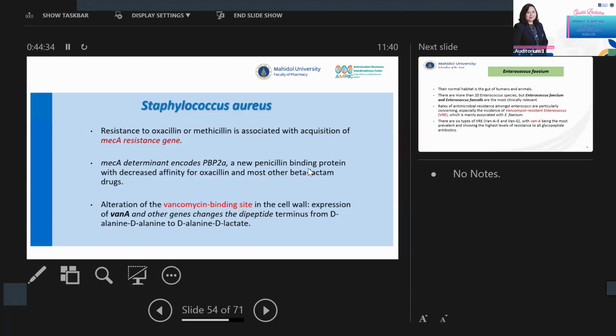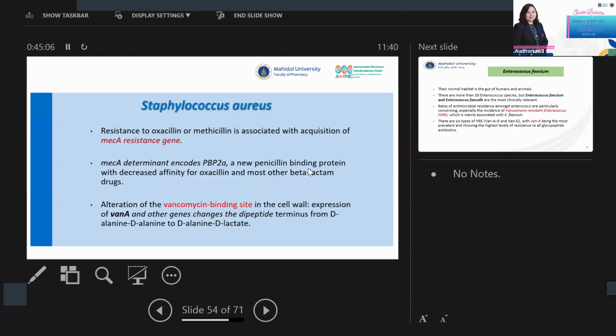The main resistance is here, acquisition of the mecA resistant gene. Acquisition of the mecA resistant gene encodes for a penicillin binding protein site. So a change in the target for the beta-lactam drug would cause S. aureus to be resistant, or resistant to vancomycin, VRSA, right?